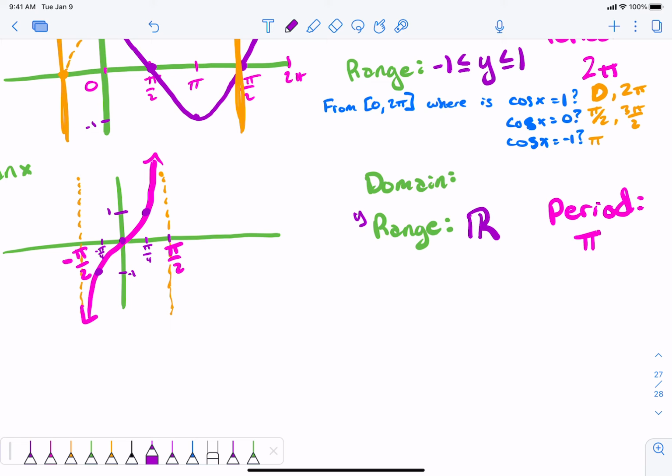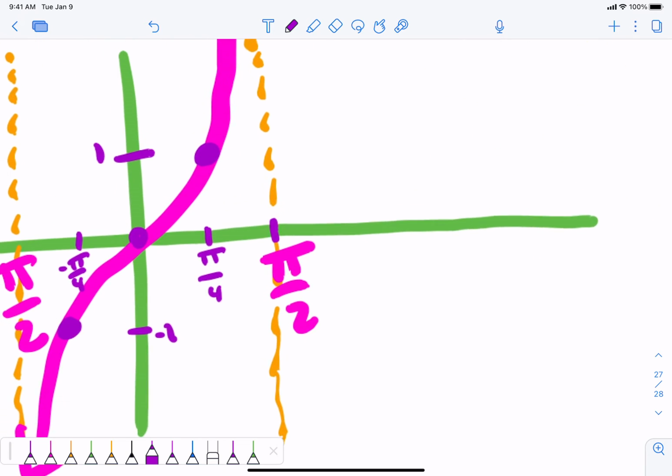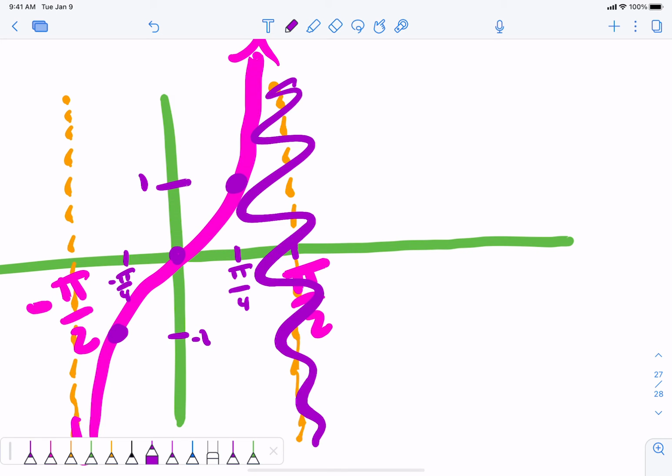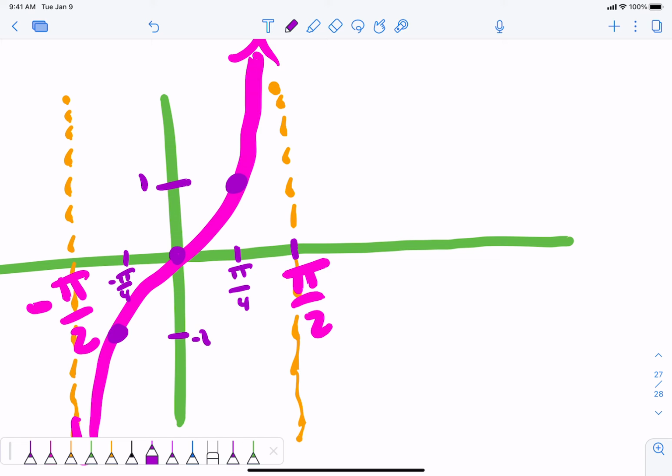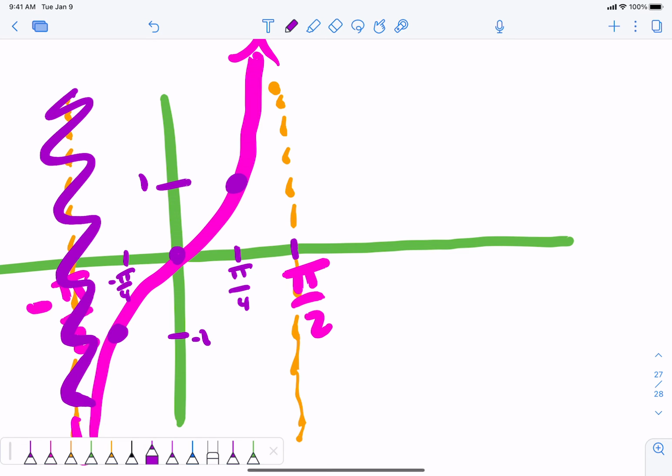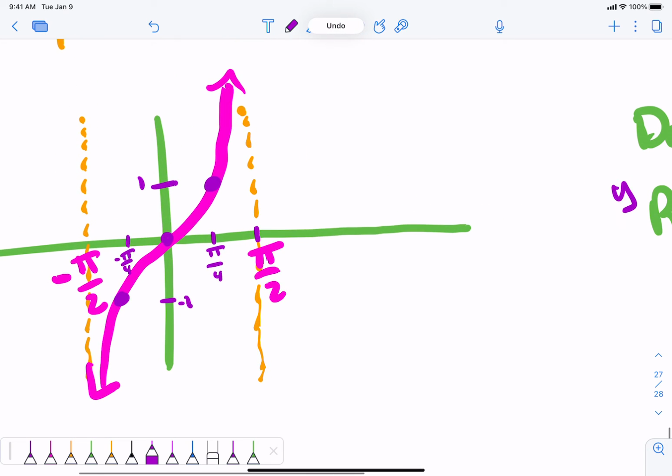That's exactly right. So where it doesn't touch is wherever these vertical asymptotes are located, right? The first vertical asymptote is at negative pi over 2. The next one is at positive pi over 2. How far apart are those?